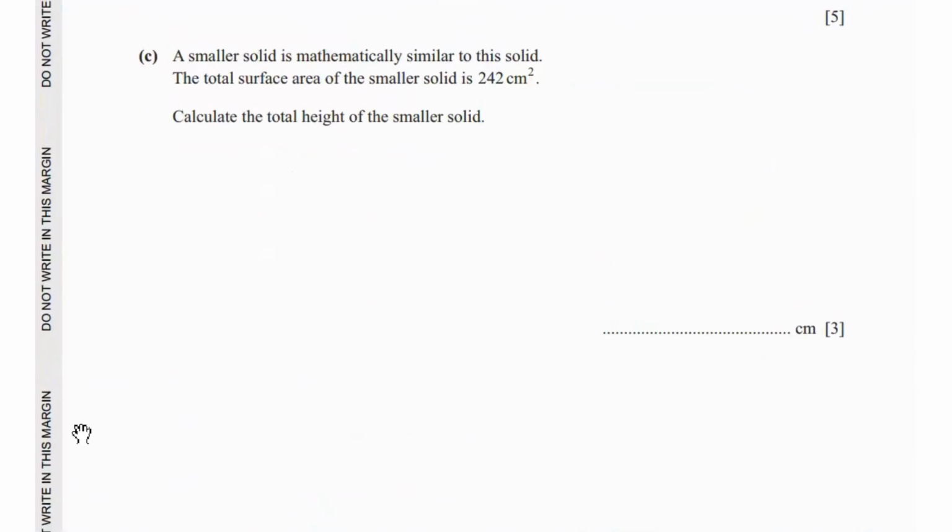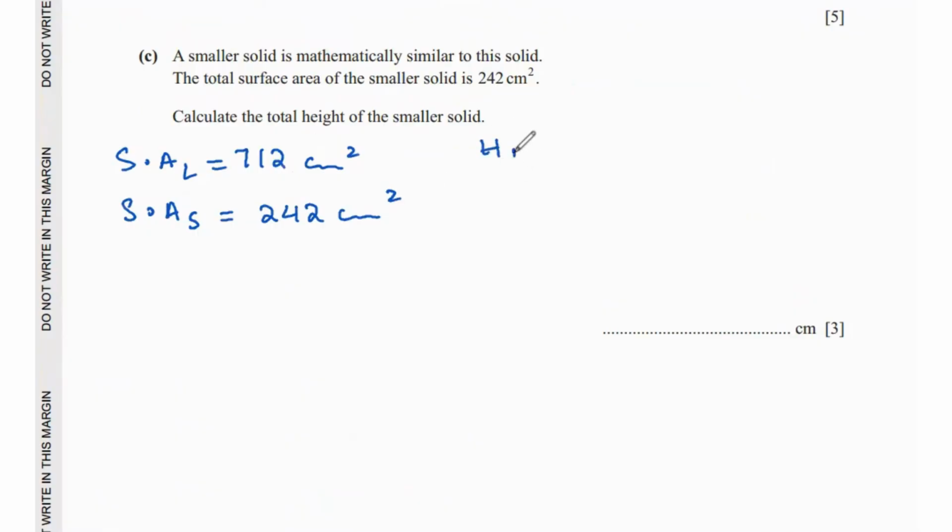Then it says the smallest solid is mathematically similar to the solid. The total surface area of the smallest solid is 242 centimeters squared. Calculate the total height of the smallest solid. So if they're mathematically similar, the surface area of the large solid is 712 centimeters squared. Surface area of the small solid is 242 centimeters squared. We know the height of the large solid, that's going to be 24.